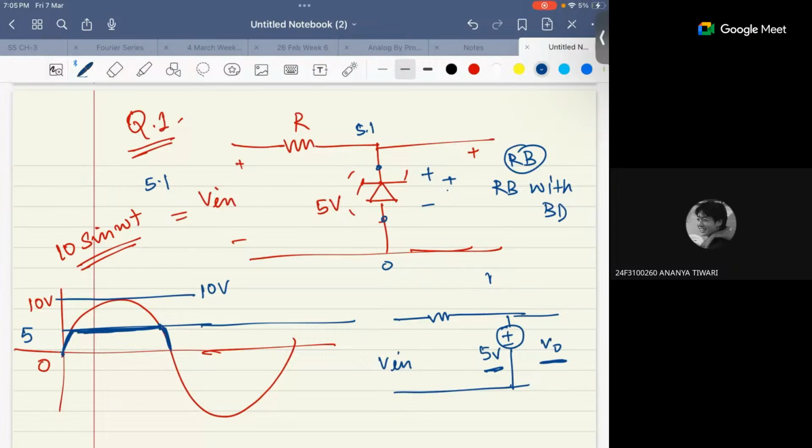What will happen in a negative half cycle? The Zener diode is forward biased. If it is forward bias, what will be the voltage V out? V out is equal to V in? No, it will be short circuit, right? If it is short circuit, the output will be 0.